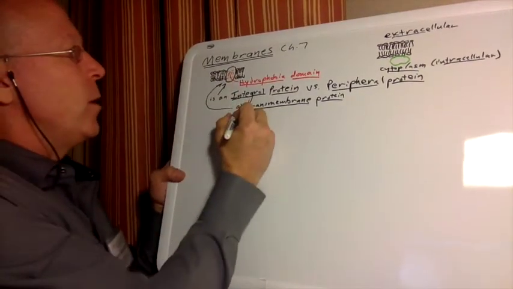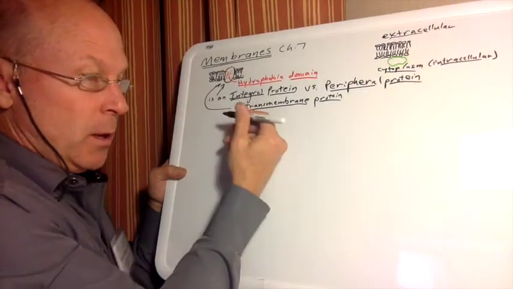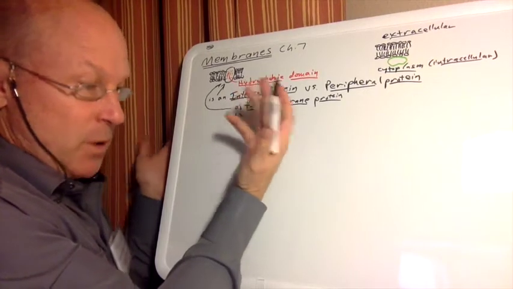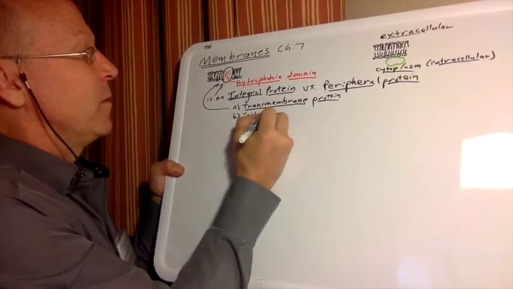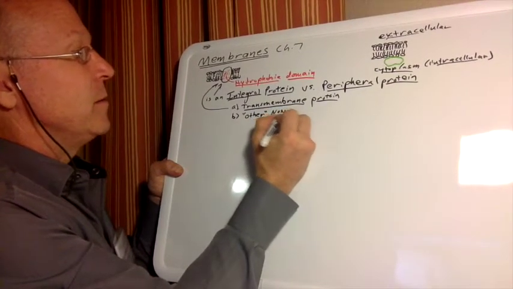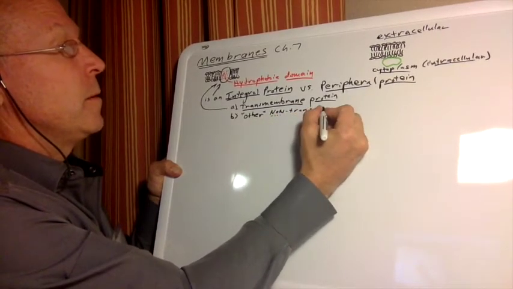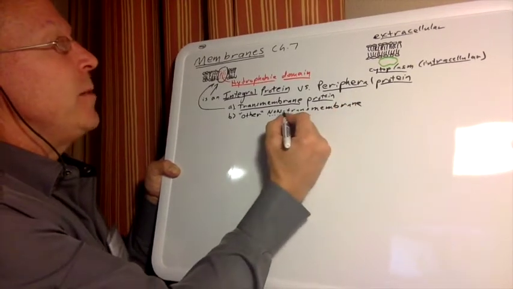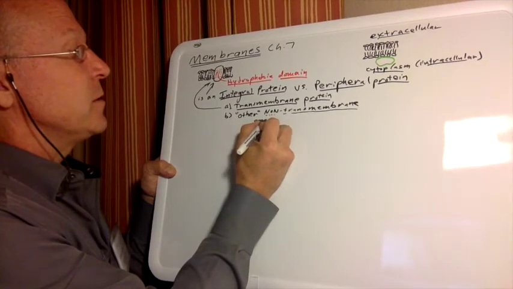I'll draw another one here that you haven't seen yet, and this one would be what we call non-transmembrane. There may be a name for this, but your textbook doesn't have that name. And I'll just draw a little picture of this.